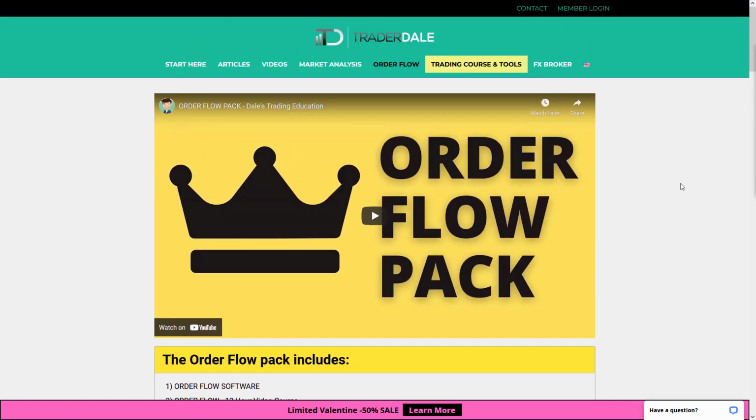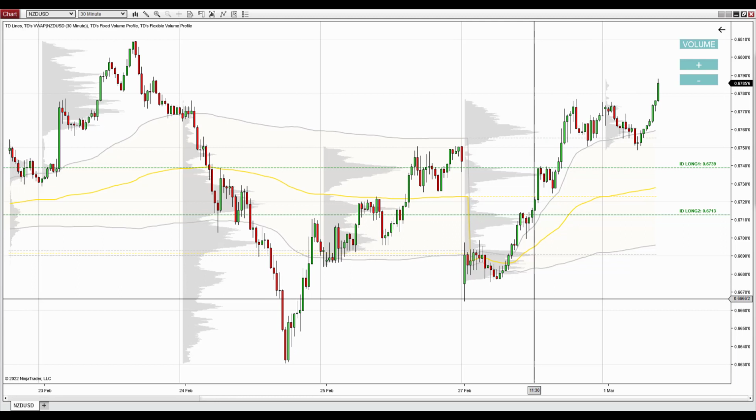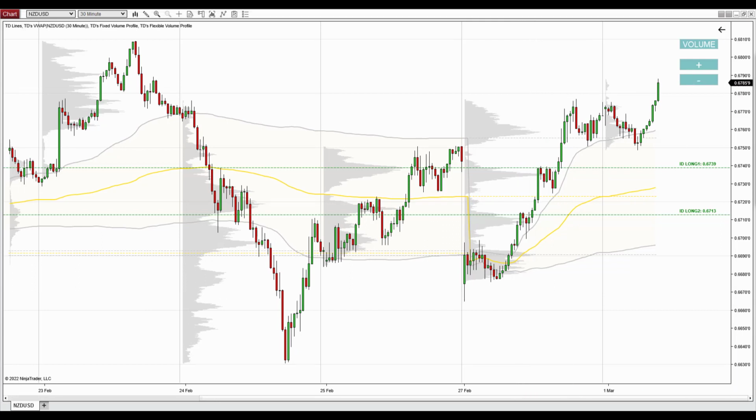Let me now switch to my day trading chart. This is it. This is the chart of New Zealand dollar, US dollar. It is a 30-minute chart, and what I wanted to talk about is this strong buying activity that took place yesterday.